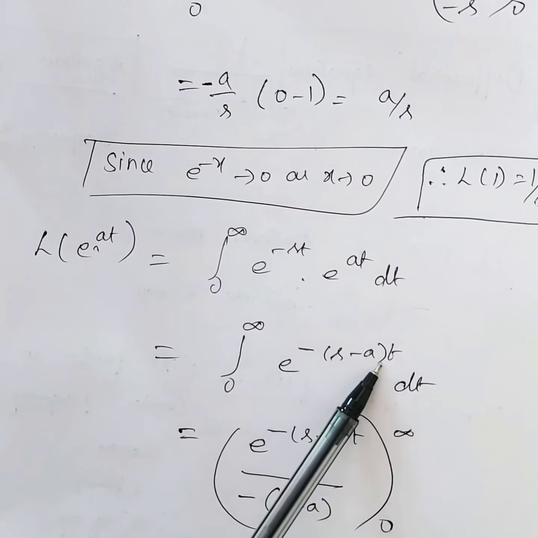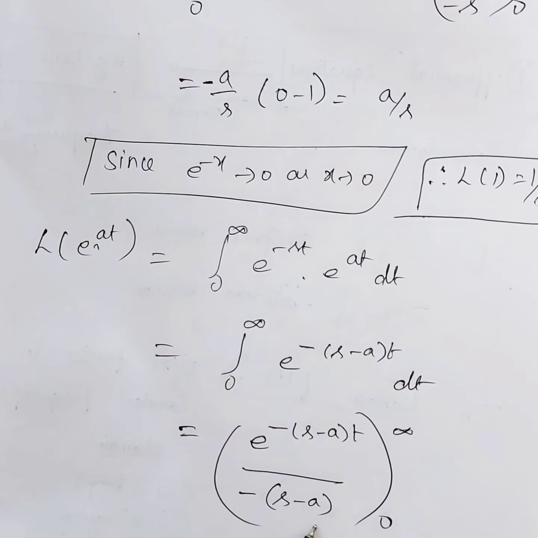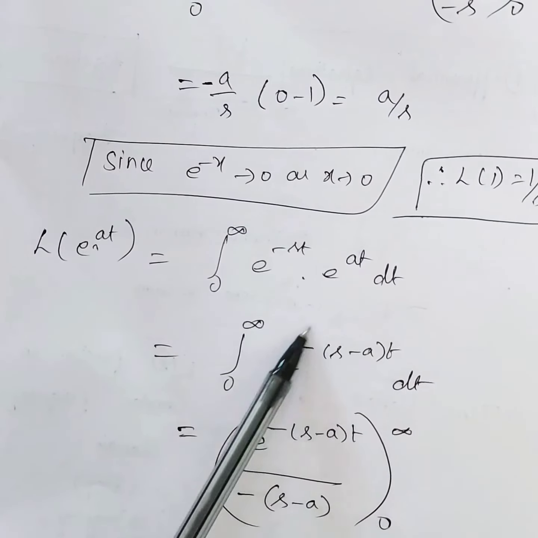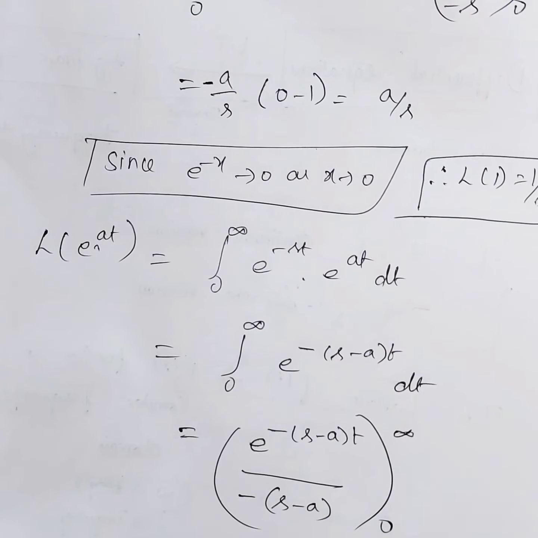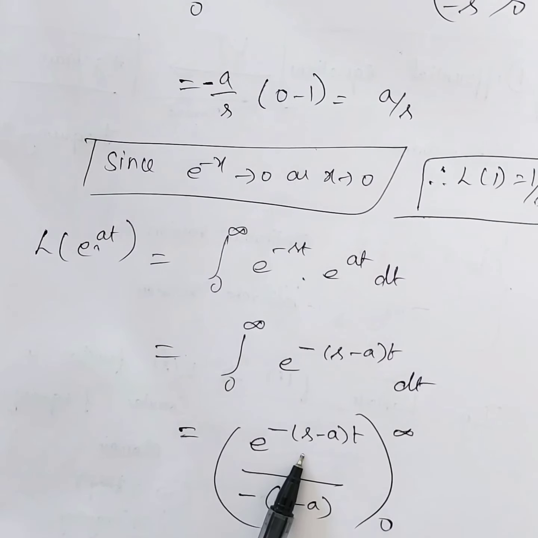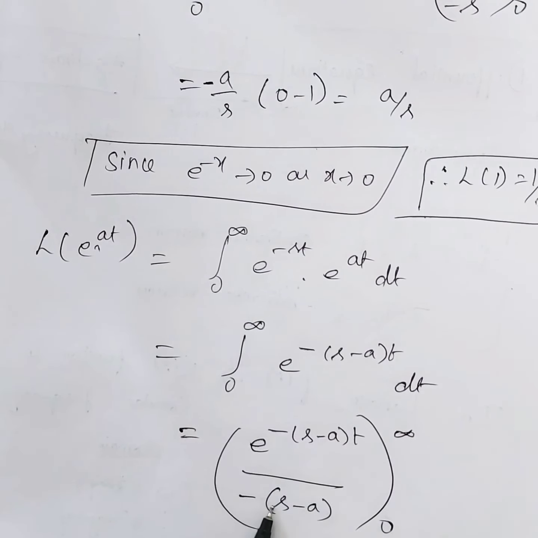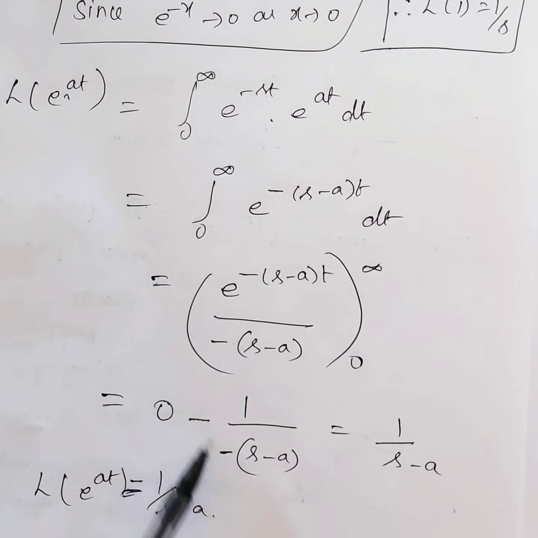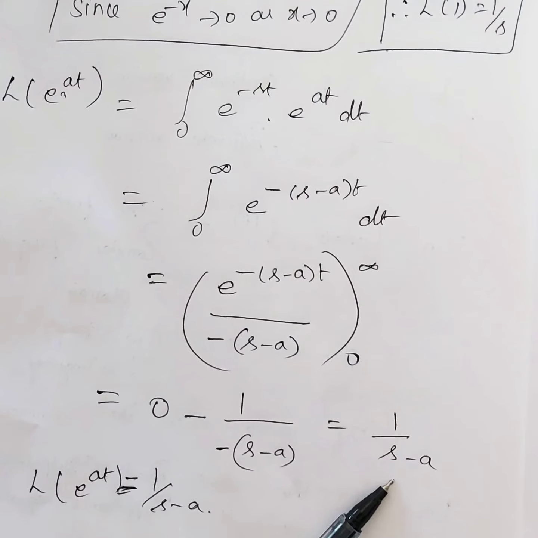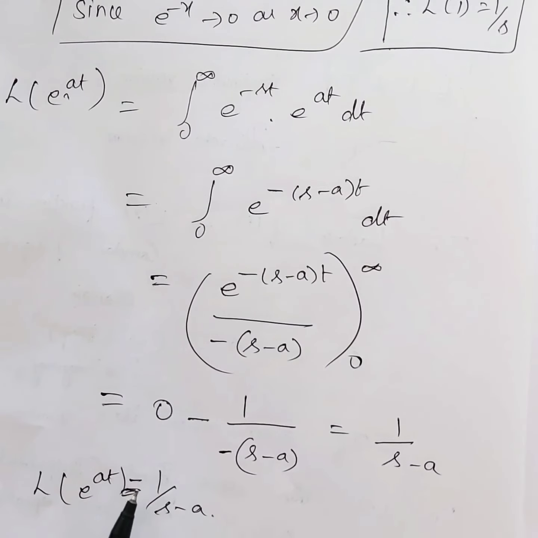So e power minus of s minus a t by minus of s minus a. If I integrate, this minus of s minus a is just a constant, so it's coming in the denominator. That's it. Integral 0 to infinity. So when you apply the upper limit, e power minus infinity, it will become 0 minus lower limit. If we substitute, e power 0 is 1. 1 by minus of s minus a will be there in the denominator. So we get this. This and this will become plus. So 1 by s minus a. So Laplace of e power at is nothing but 1 by s minus a.